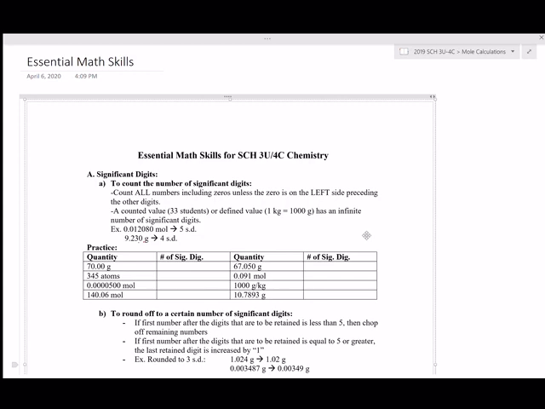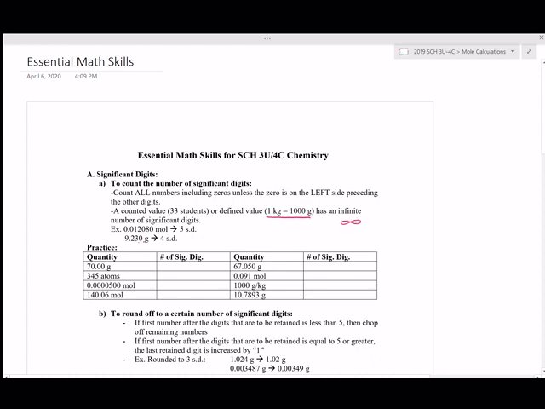The other thing you need to keep in mind is some numbers are considered like 100% accurate. Things like conversion factors, and I have one here that 1 kilogram is 1,000 grams. That is like 100% accurate. So we say it's infinitely accurate, or has an infinite number of significant digits. And that is the sign for infinite.